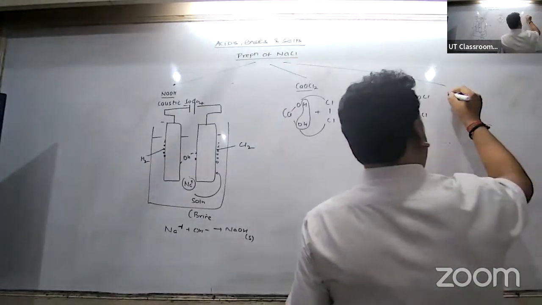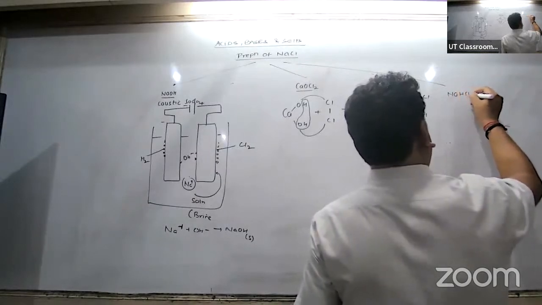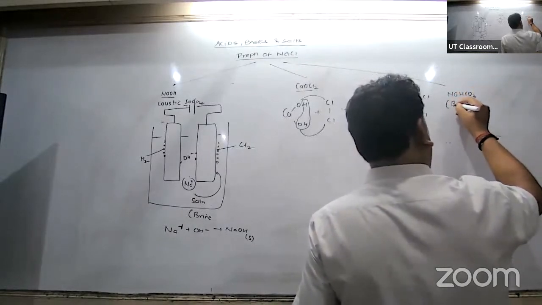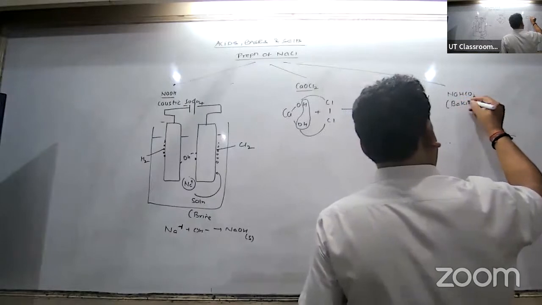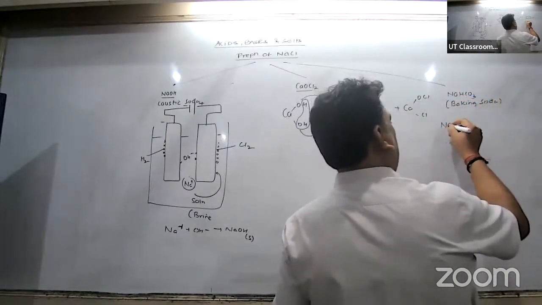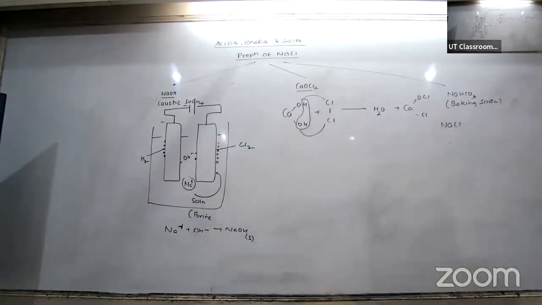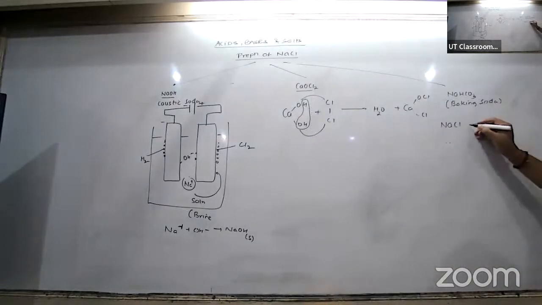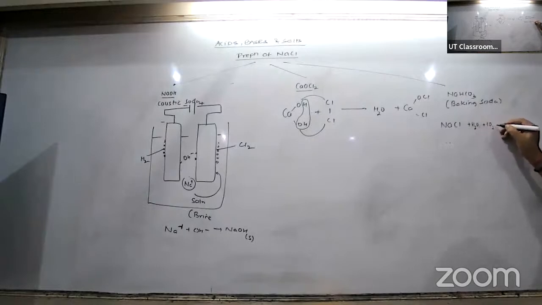Third compound is sodium bicarbonate, which is called baking soda. What is baking soda? How do you prepare this baking soda? What you have to do is, take NaCl again, put it in water, and make a solution of this NaCl. Plus, you pass carbon dioxide plus ammonia also.